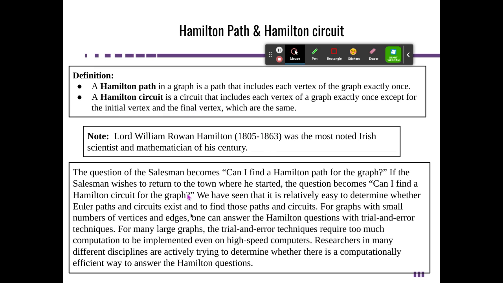All right. So then he added some questions that he asked. And we're not going to explore that, but just remember the difference between the two: Euler is edges and Hamilton is vertices. All right. That wraps up videos for section 4.2.